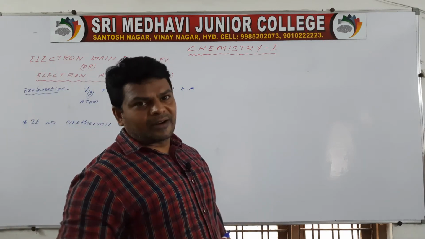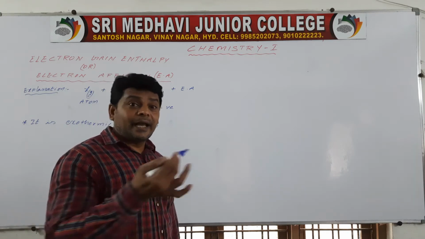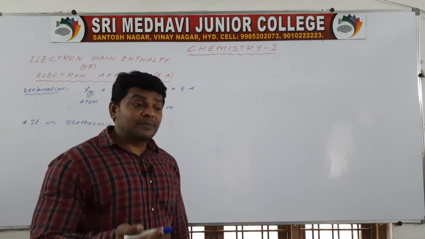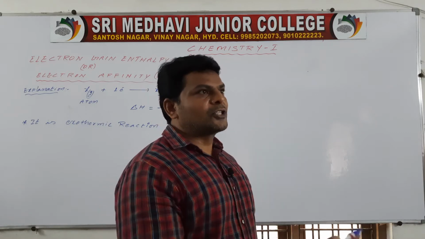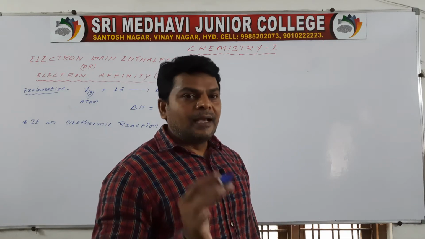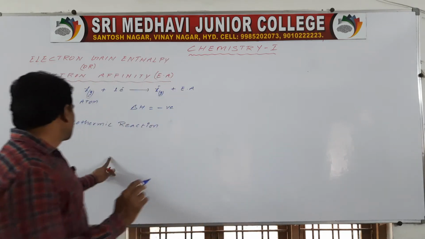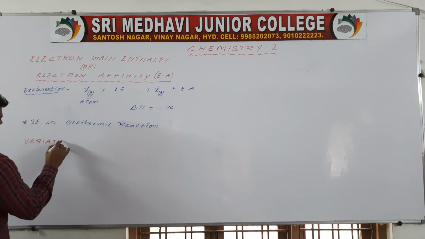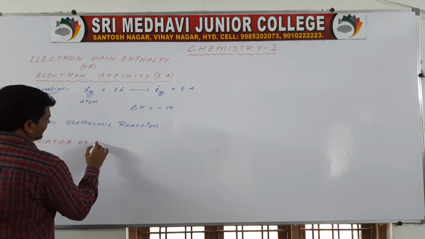If you add one more electron, that is endothermic. Instead of releasing energy, energy is absorbed. That is also electron affinity. Sometimes electron affinity is positive, sometimes it is negative. Electron affinity positive means an endothermic reaction. Electron affinity negative means an exothermic reaction. So now, the variation of electron affinity.